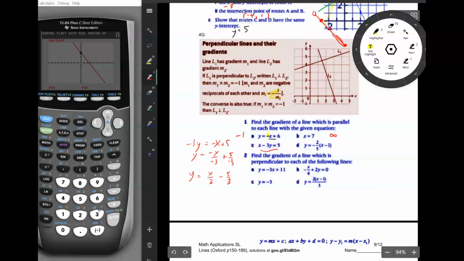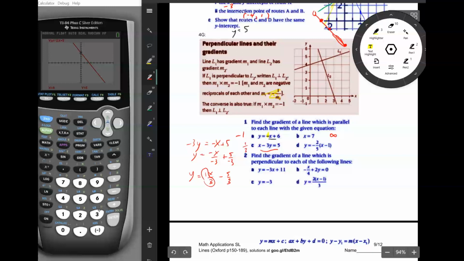Okay? And once you get to this point, it's a little bit tricky because you're like, well, what is the number being multiplied times x? There is no number being multiplied times x. It's dividing by 3. But you've got to remember, dividing by 3 is the same thing as multiplying by 1/3, right? So the slope here is going to be 1/3.